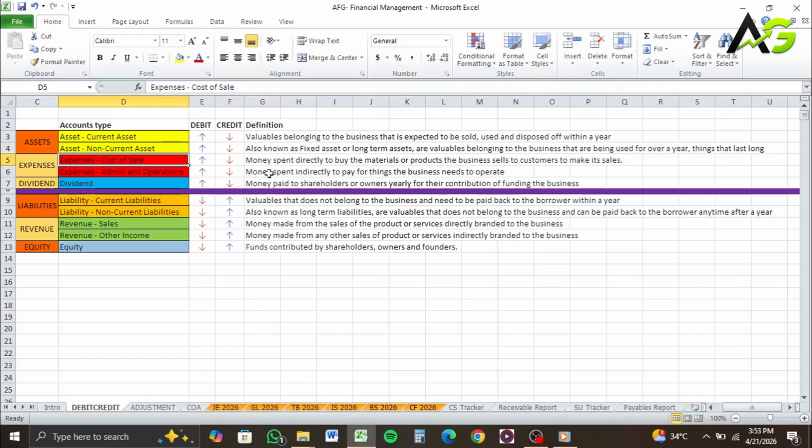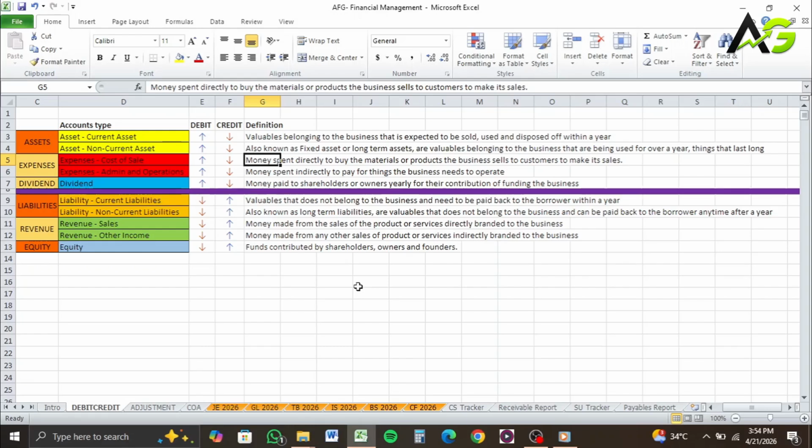Expenses. Cost of sale. Money spent directly to buy materials or products the business sells to customers to make its sales. Let's just say the money you use to buy the goods is at first inventory, but then it becomes cost of sale when you have now sold the product that you bought.